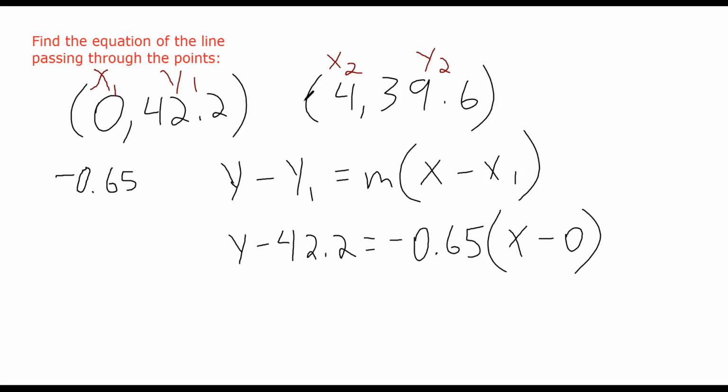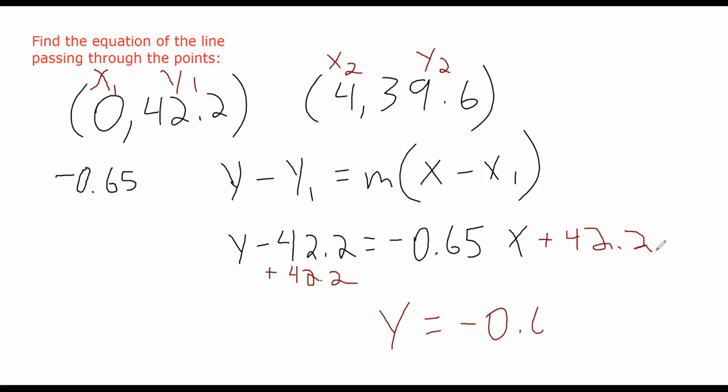Now x minus 0 is just x, so we don't need that, and really we can drop the parentheses as a result. Then I can just add my 42.2 over onto the other side. You'll end up with the equation y equals negative 0.65x plus 42.2.